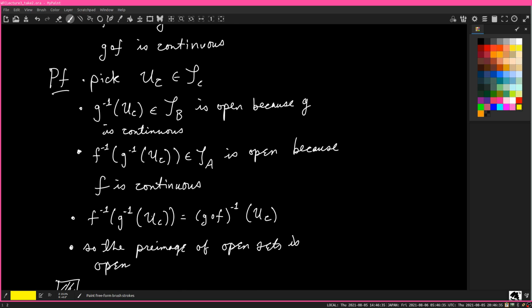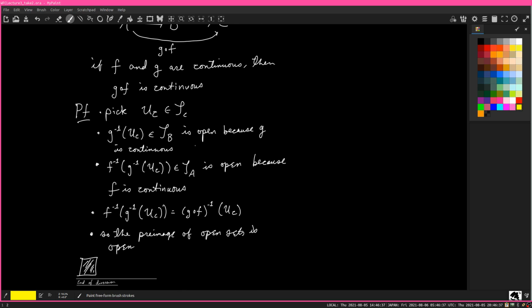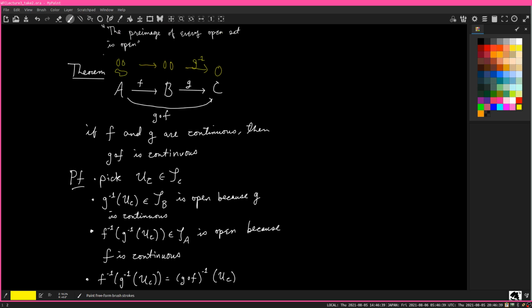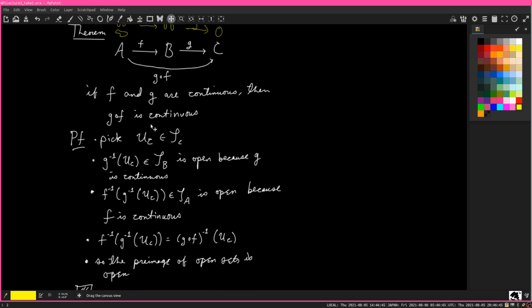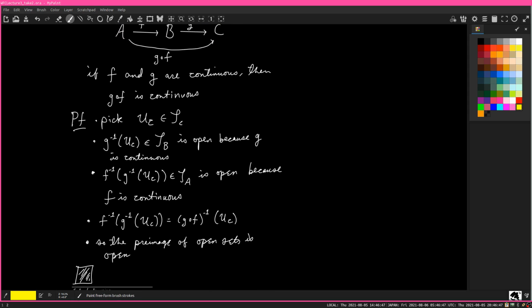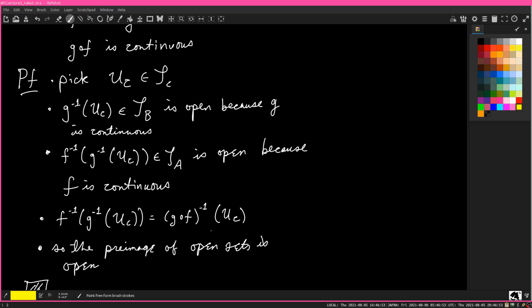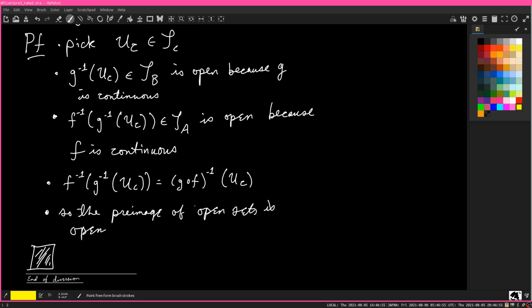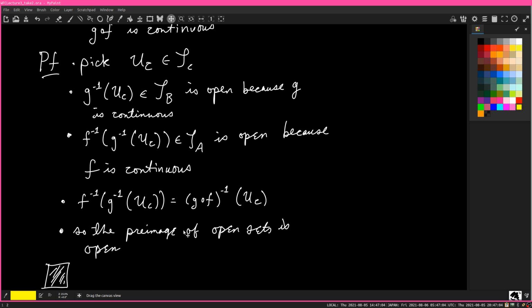Okay, and then, doing this double pullback thing, f inverse of g inverse of U sub C is equal to (g∘f) inverse of U sub C, because it is. And so therefore, g∘f has the property that the preimage of open sets is open, so therefore it is continuous.